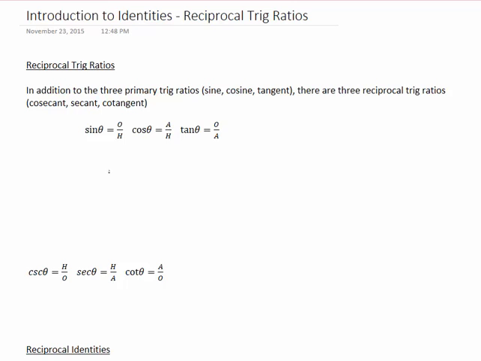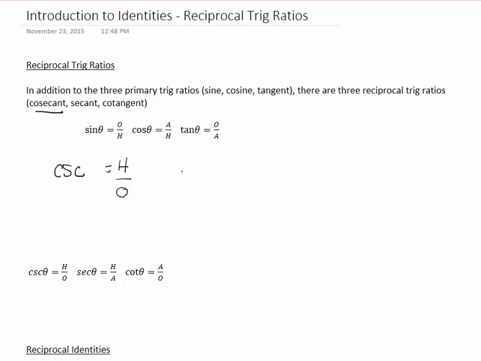Now there's also reciprocal trig ratios. And we know that when you take the reciprocal, that just means that your numerator becomes your denominator and your denominator becomes your numerator. So the reciprocal of sine is called cosecant. And you can see it up there. So in short, we just put CSC.